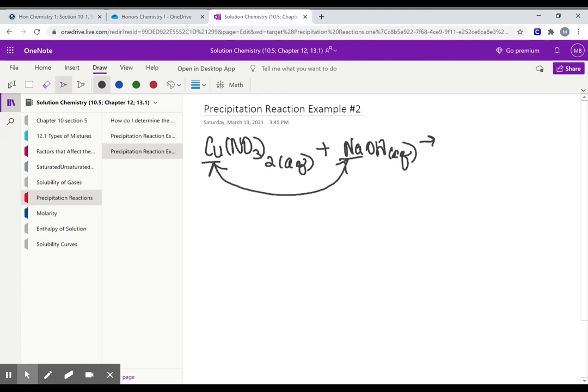When I trade partners, copper pairs up with hydroxide, so we're going to make copper(II) hydroxide. And sodium is going to pair up with nitrate, and we're going to make sodium nitrate. Now, maybe you didn't have to use those solubility rules because you know that blue is the color of copper compounds. And so that must mean that copper(II) hydroxide is the precipitate and sodium nitrate is aqueous.